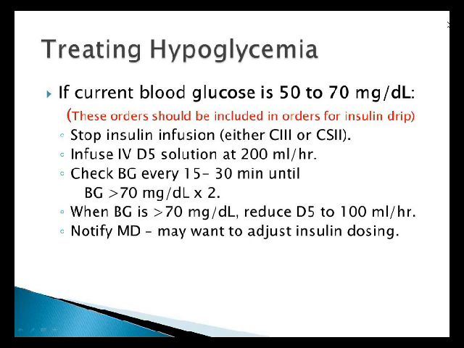So stop the insulin infusion, infuse glucose at 200 milliliters per hour, and then check in 15 minutes. You may bring that person right up above 70 within 15 minutes. You need to be over 70 times 2, and when the glucose is that way, then reduce the D5 to 100 per hour. You could even reduce it to 50 per hour. It depends on the dosing that your doctor wants. So then you notify them, and they may adjust insulin dosing and they may adjust glucose dosing.